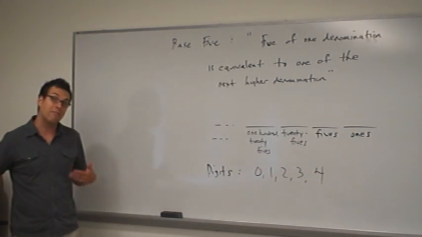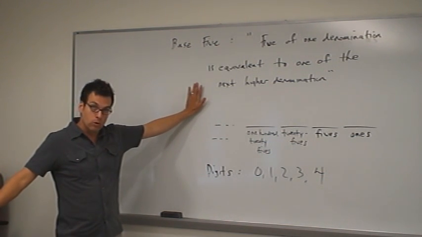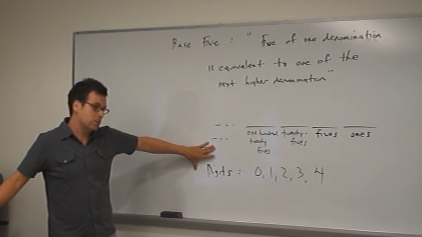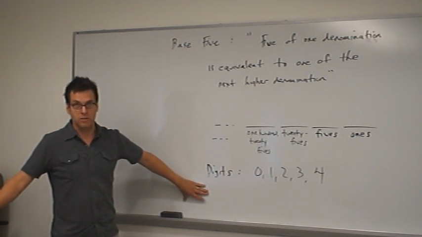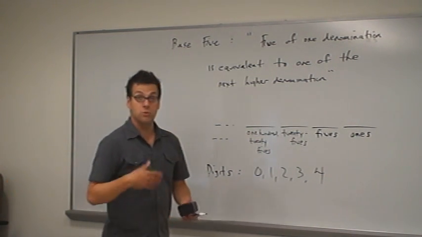So we now kind of have our bearings in base 5. We have our governing rule of base 5. We have the individual place values that we can use. And we also have the digits that we're allowed to use as well. So the next thing we can do is do some arithmetic in base 5.